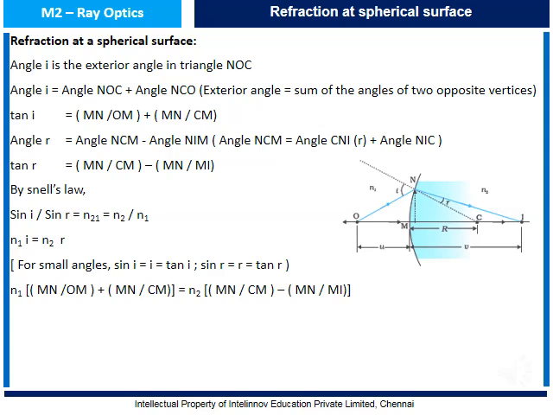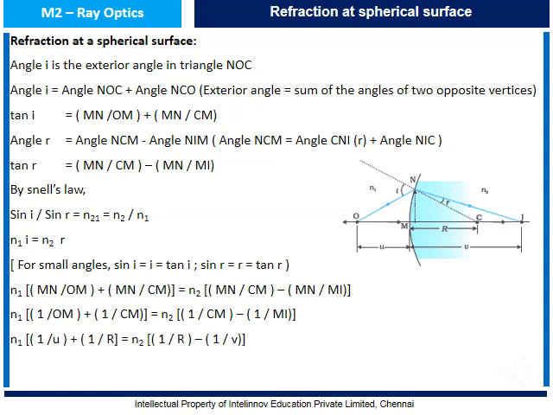On cancelling the like terms and introducing the optical terminologies like u, v, R, we get (n2 minus n1) by R equals n2 by v minus n1 by u. This is the equation for refraction at a spherical surface. From this equation, we will derive other equations relevant to thin lenses.